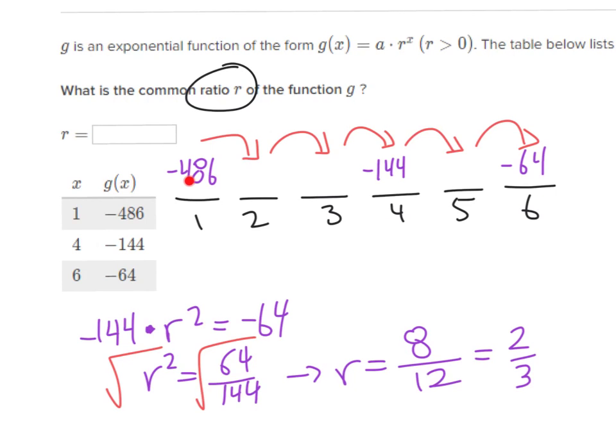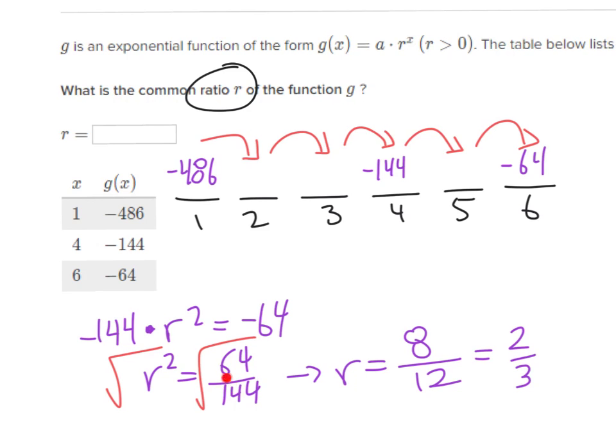So I could say negative 486 times r to the third, times r to the third equals negative 144. I instead chose this because it was only going to be r squared. So negative 144 times r squared equals negative 64.